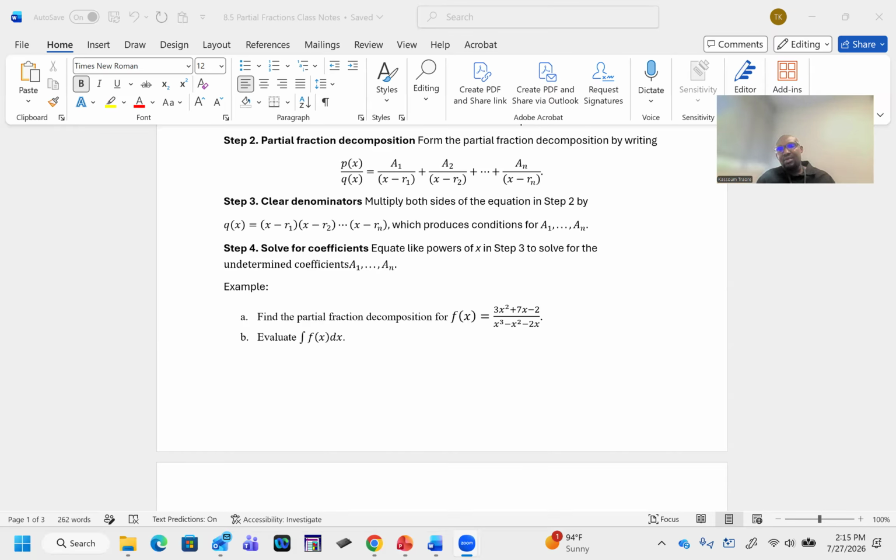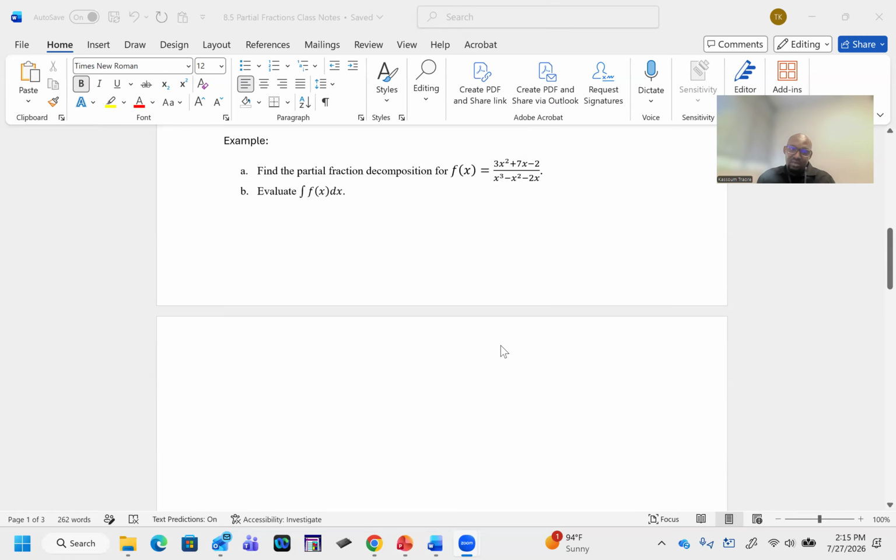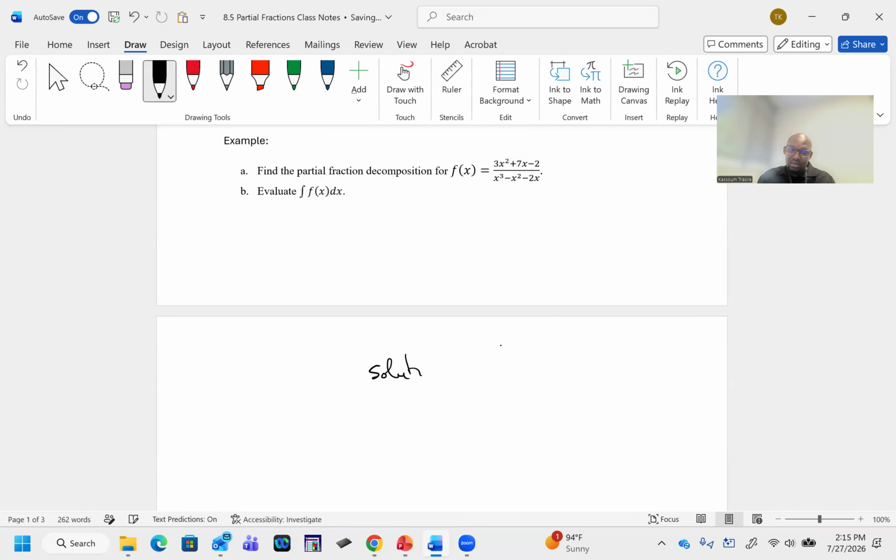First thing, we will start with step 1, okay? Let me write my solution. Step 1, we have to factor the denominator, right? You don't need to write the steps, but I'm just following the steps that I gave to you. Step 1, we are going to factor the denominator.